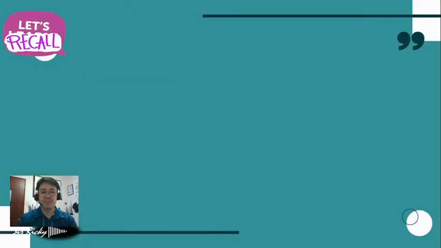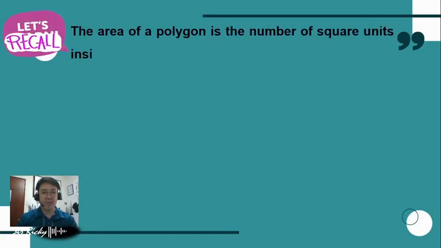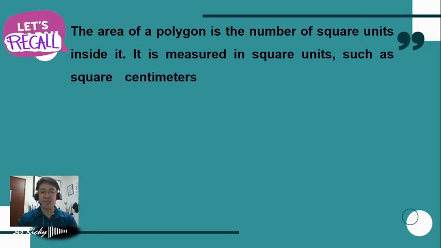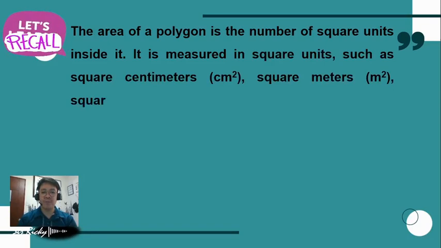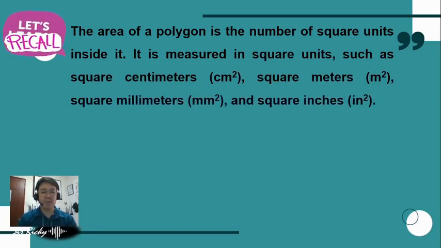Now, let's have a recall on the following. The area of a polygon is the number of square units inside it. It is measured in square units such as square centimeters, square meters, square millimeters, and square inches.